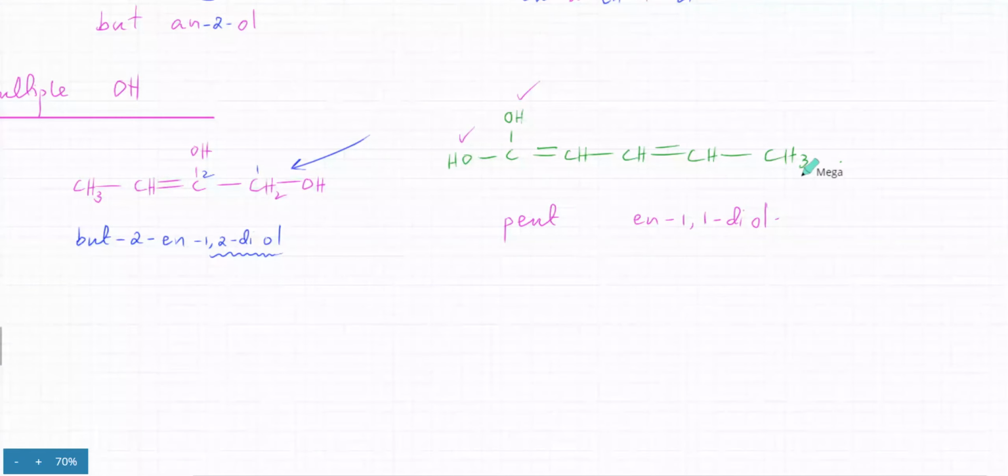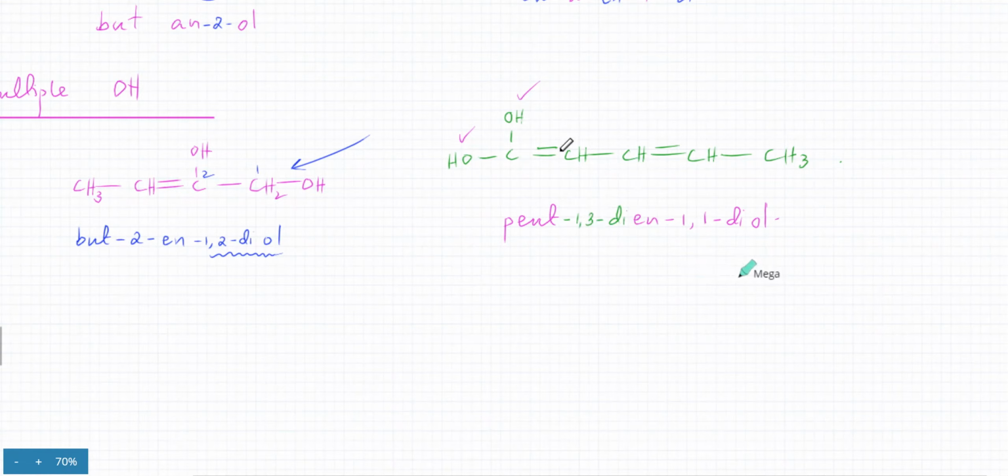How many ENs do you have? EN is alkene, a double bond. 2, so it's a diene, 1 and 3. This is the first carbon atom, then the second, then the third carbon atom, where there's another double bond.